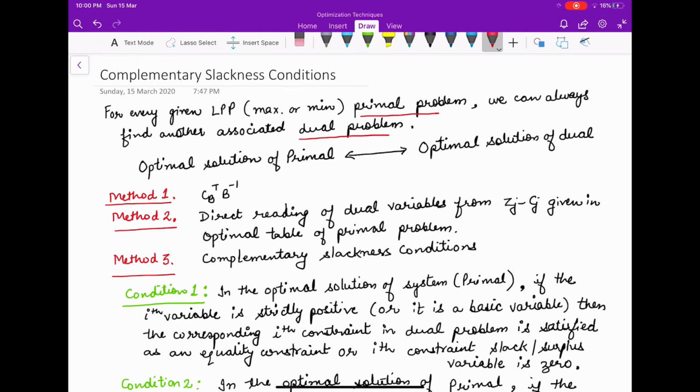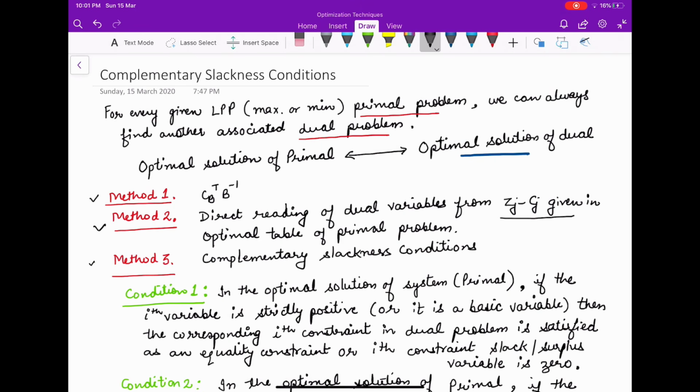And if we know the optimal solution of the primal problem, we can find the optimal solution of the dual problem or vice versa. Now to do that, we have already done two methods. One is with the help of CB transpose B inverse. We have already done method 1. And the second method, by directly reading the dual variable from Zj minus Cj given in the optimal table of the primal problem. And now we'll see how this third method works, which is the complementary slackness condition.